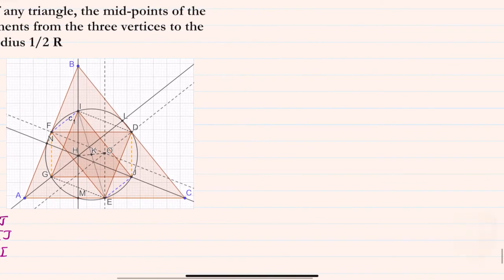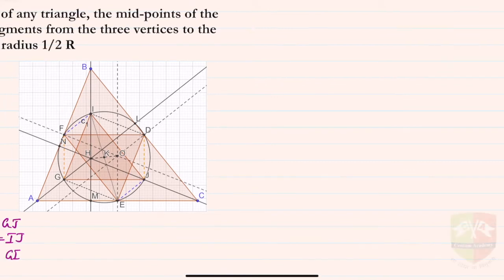Now, it was given that BM is perpendicular to AC. It's an altitude. BM was an altitude. Similarly, OE is perpendicular to AC. Why? Because OE was the perpendicular bisector of AC.